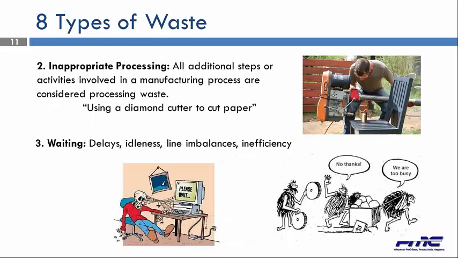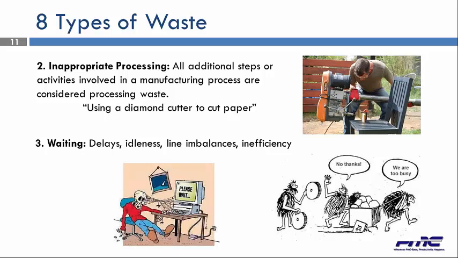The second type of waste is inappropriate processing. So using bad tools for a particular kind of process is also kind of inappropriate processing. So all additional steps or activities involved in manufacturing processes are considered processing waste. Like you can see the guy doing a drill, which is not necessary there.